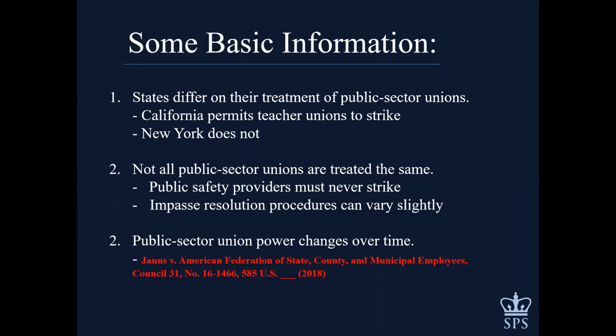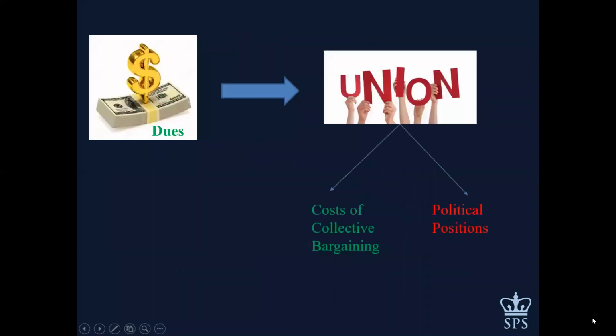And then third, although it says number two here, public sector union power has changed over time. Sometimes public sector unions are very powerful, sometimes their power wanes. And we can see that in last year's Supreme Court case, the Janus case. So I just want to take a minute and talk about what the Janus case was and how it changed the law. Okay. In New York State, for example, a public employee has no choice but to join a union.